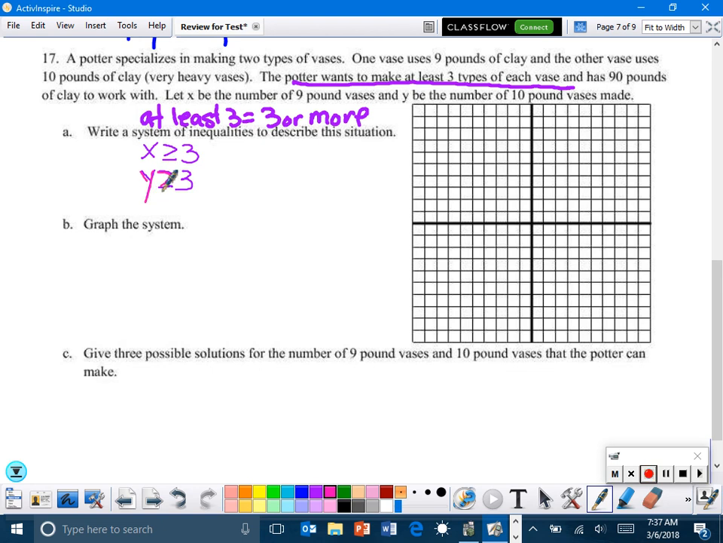I should have done that one in a different color. So I'm going to graph these. These are 2 boundary lines. So I'm going to do the X, that's vertical at 3. Solid.